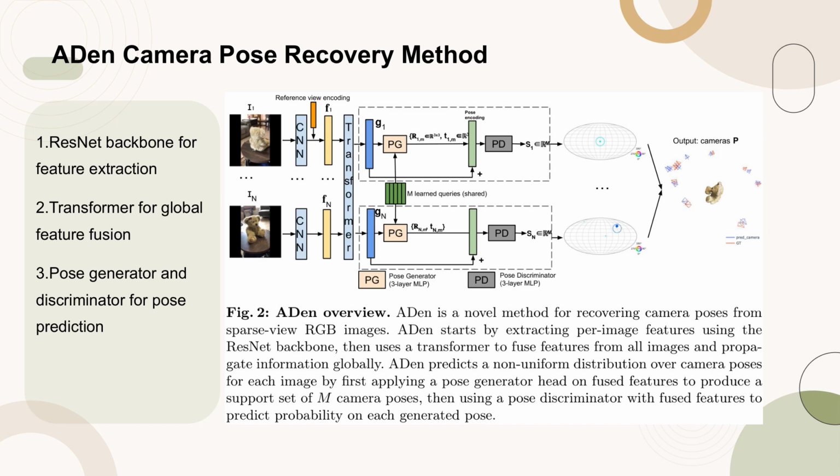ADen predicts a non-uniform distribution of camera poses for each image by first applying a pose generator head to the fused features, producing a support set of M camera poses. Subsequently, a pose discriminator, also utilizing the fused features, predicts the probability for each generated pose. This dual approach ensures a comprehensive and accurate recovery of camera poses, even in sparse-view scenarios.